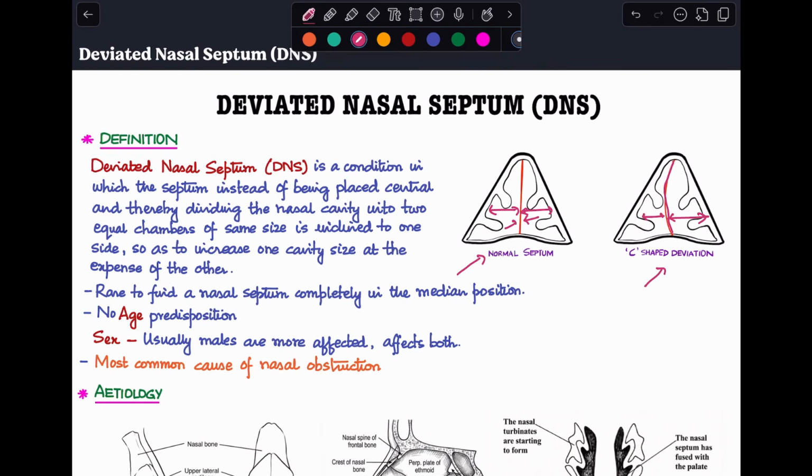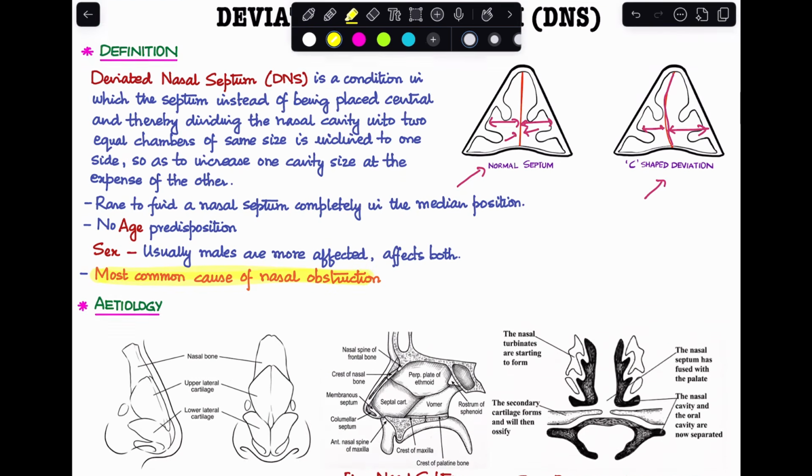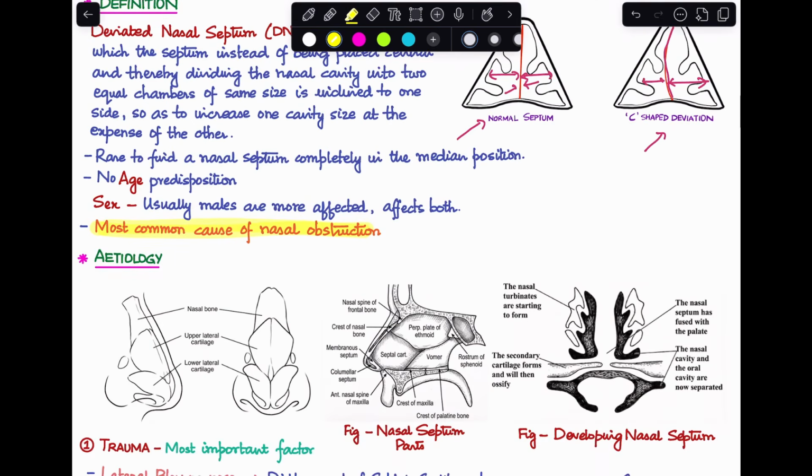And DNS is actually the most common cause of nasal obstruction. Now, this is something you have to remember. This is a very important viva question or even an MCQ question for that matter. So let's try to understand the reason behind DNS forming.